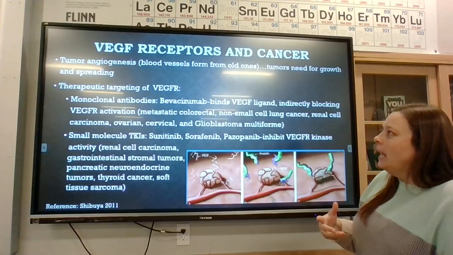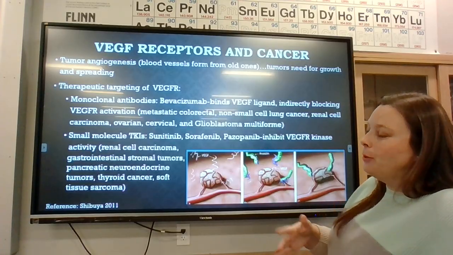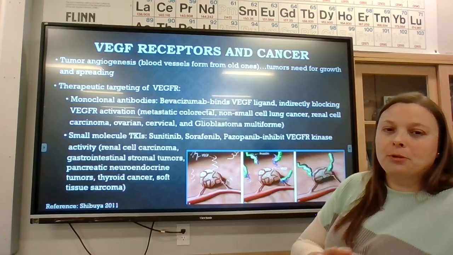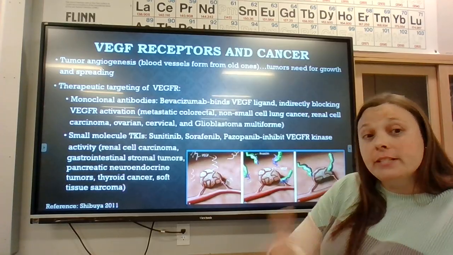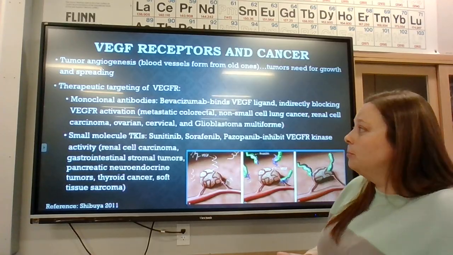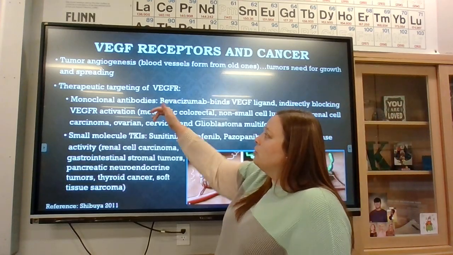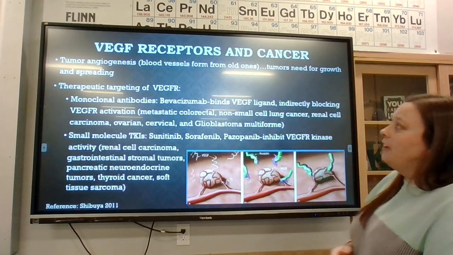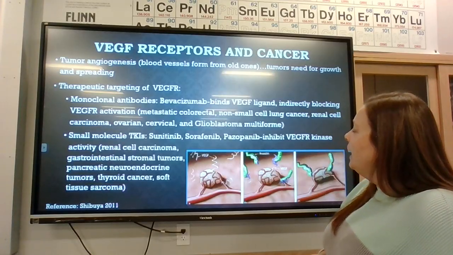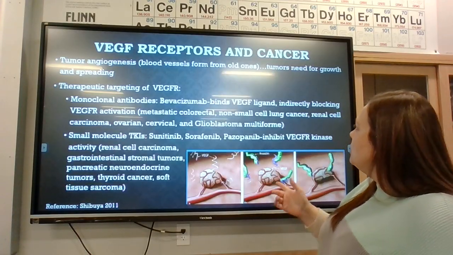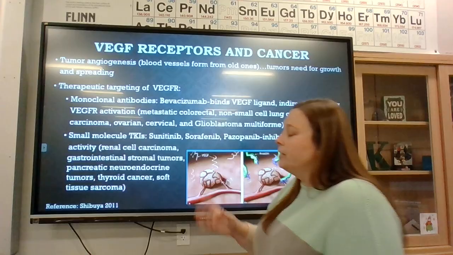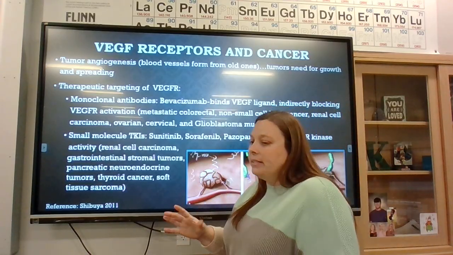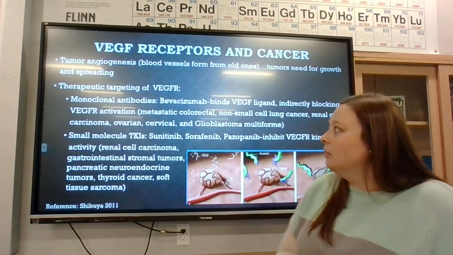Okay? And so what we have done is come up with two different ways to try to inhibit the VEGF receptor pathway from taking place. Very similar to what we have seen before. So the first one is using those monoclonal antibodies, a medicine called bevacizumab. In this case, it's going to bind the VEGF ligand, and it's going to block the activation. Okay, so we're going to stop that dimerization, which stops the signal.